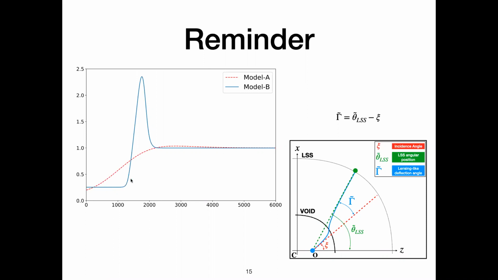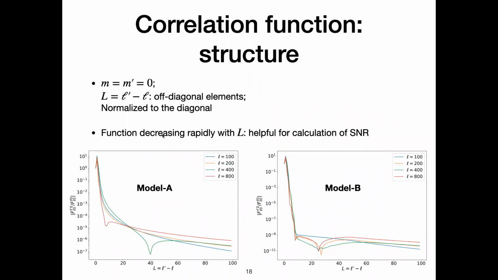And model B has a strict discrete transition, right? So coming back to the graph, the important point to note here is that the function is rapidly decreasing with the off-diagonal elements. This is helpful for the calculation of the signal to noise ratio, as I will show in the further slides, because we don't need to consider too many off-diagonal elements. We can stop at, for example, an off-diagonal element of 20, and the same here.